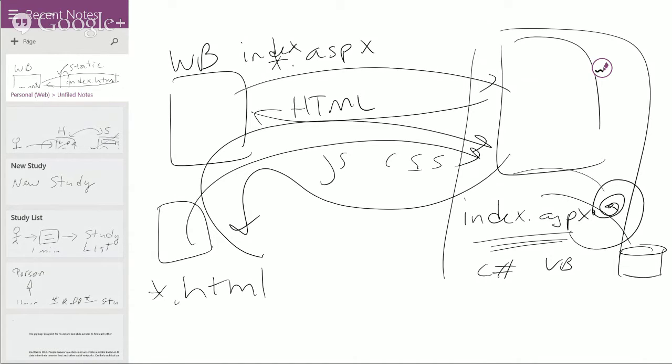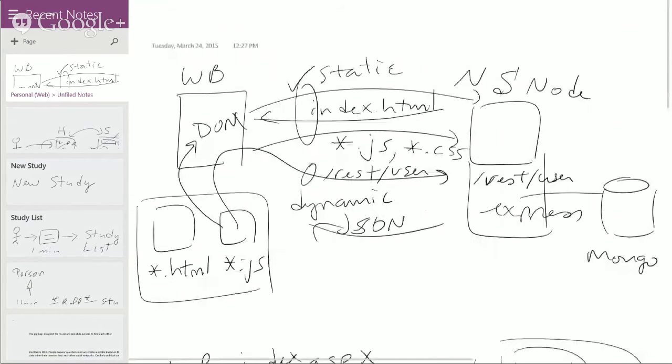What we haven't seen is this portion. This is the part that we haven't seen, where we render the content on the server. Make sense? All right, let's do that. Let's focus on that. So these are two different architectures.